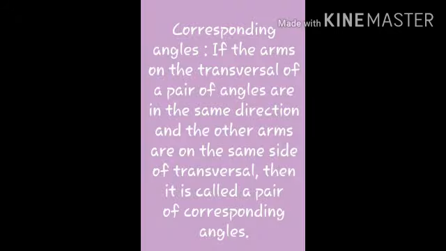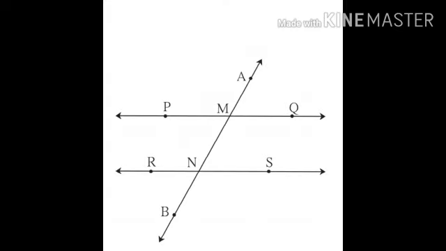Now we are going to study corresponding angles. If the arms on the transversal of a pair of angles are in the same direction and the other arms are on the same side of transversal, then it is called a pair of corresponding angles. This also we are going to study with the help of a diagram. Observe the diagram carefully. Angle AMP and angle MNR are corresponding angles. Angle PMN and angle RNT are corresponding angles.